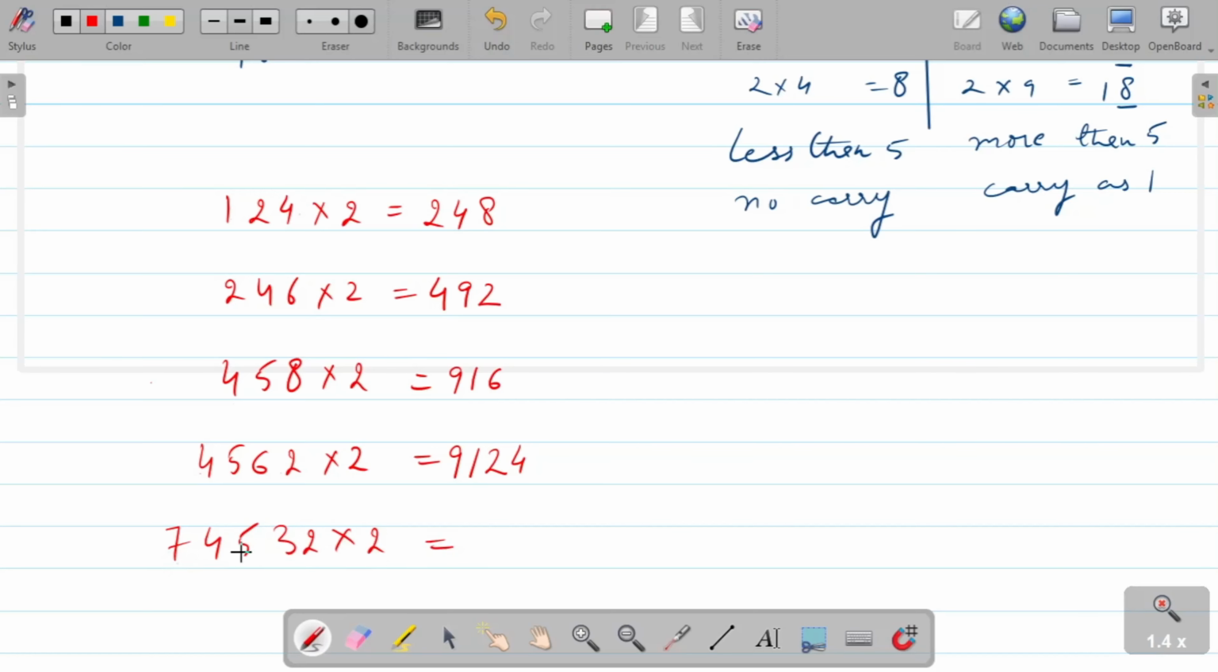Double of 7 will be 14. Next is less than 5, so it will remain as it is. Double of 4 will be 8. Next is a bigger number, so it will become 9. Double of 5 will be 10. Next is a smaller number than 5, so it will remain as it is. Double of 3 will be 6 and double of 2 will be 4.